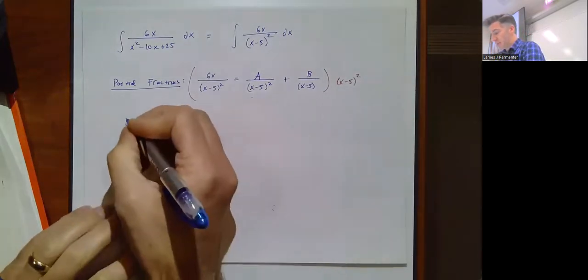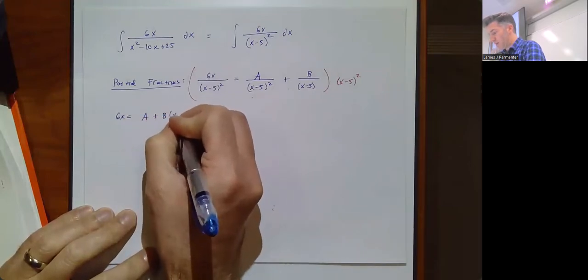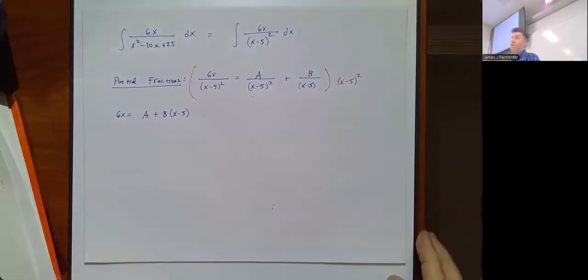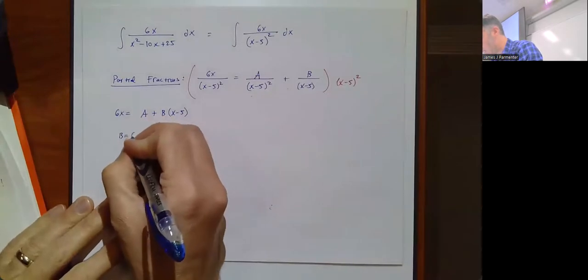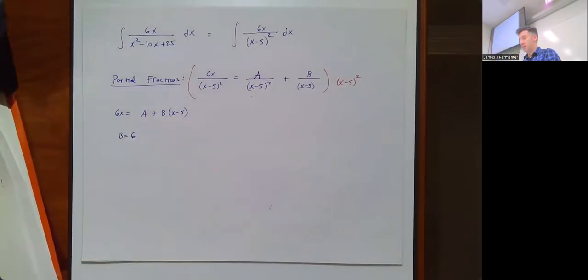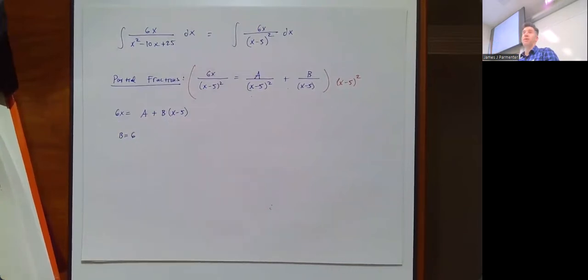So I'm going to get 6x equal to a plus b times x minus 5. Although you could pick convenient values here, this one we could just look at, and if you think about it for just a minute, you should be able to figure out what b is just looking at it. All right, I'll tell you what I got. I got b equal to 6, because the 6x over here has to equal 6 times x over there. There is no other option for b.